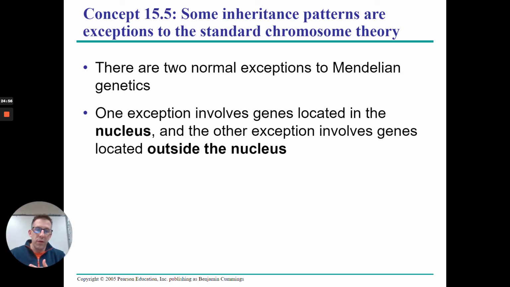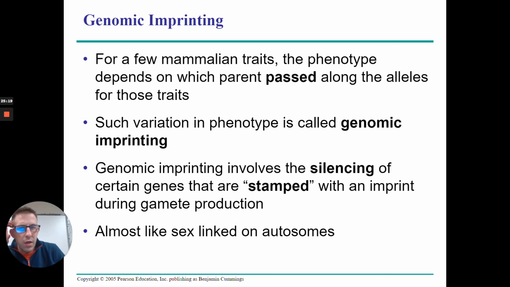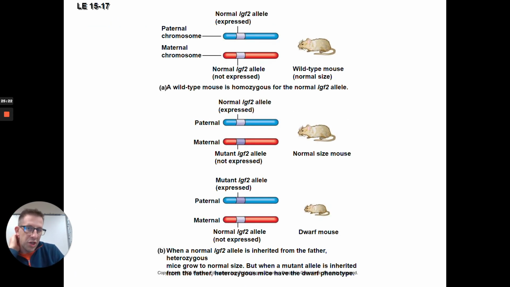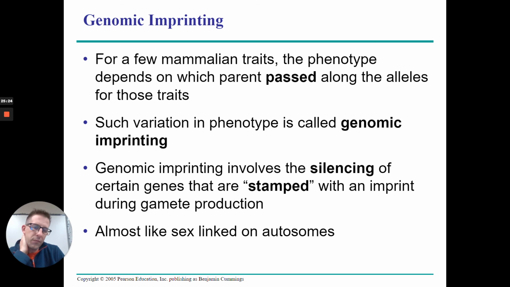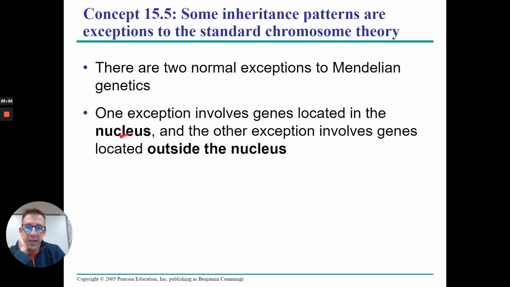So there are two normal exceptions to Mendelian genetics, other than the ones that we've already talked about in chapter 14, but as they relate to chromosome theory of inheritance. One exception involves genes located in the nucleus, and the other exception involves genes located outside the nucleus. Okay? So the first one we'll talk about here is called genomic imprinting, and this is an exception to Mendel's inheritance patterns based on genes located in the nucleus.